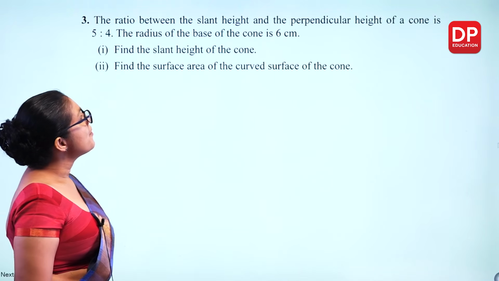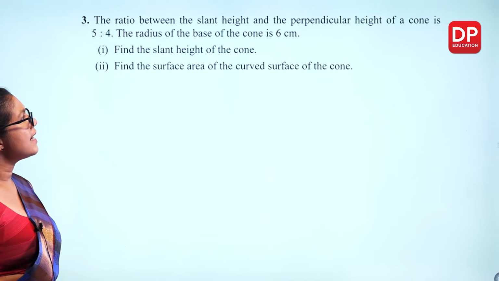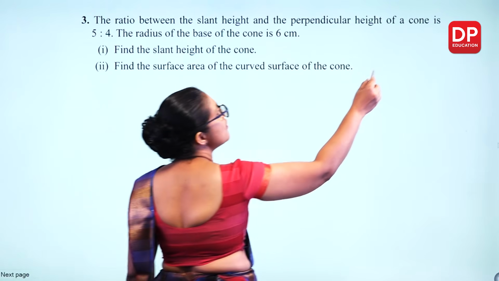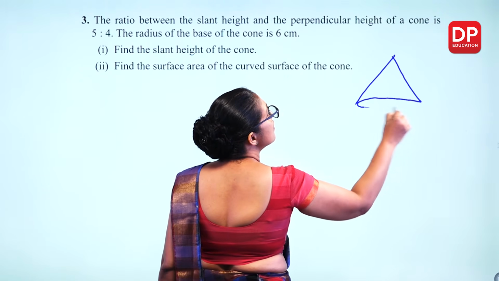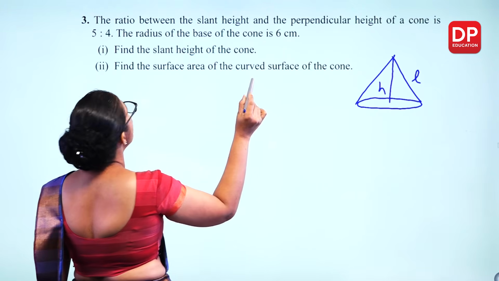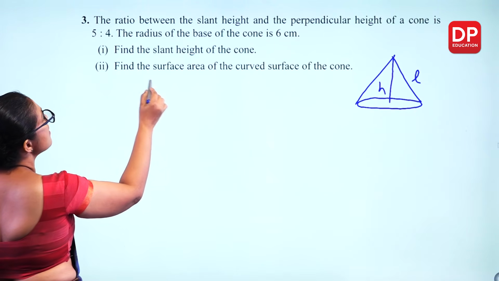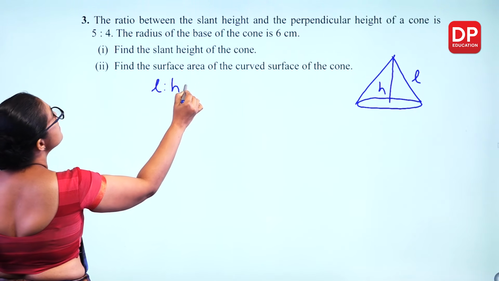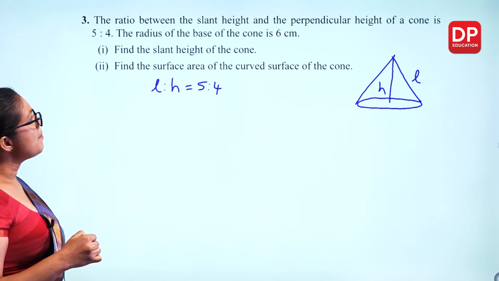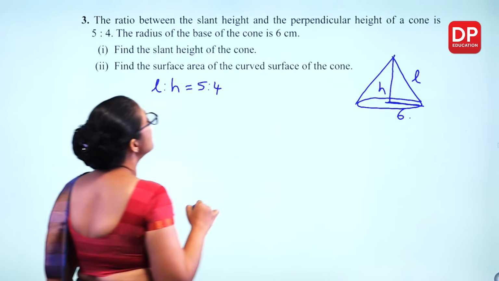Now we'll take question number 3. In question number 3, it says the ratio between the slant height and the perpendicular height of a cone is 5 to 4. So this is about a cone. Perpendicular height is h, slant height is l. The ratio of l to h is given as 5 to 4, and the radius of the base of the cone is 6. So this is given, 6.